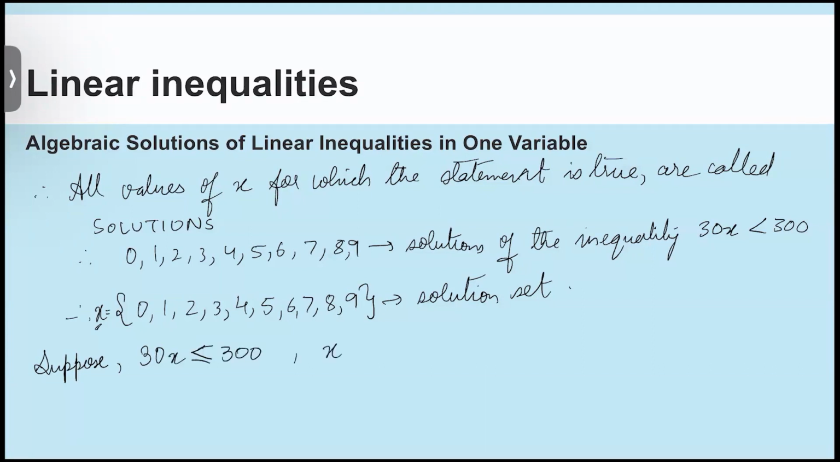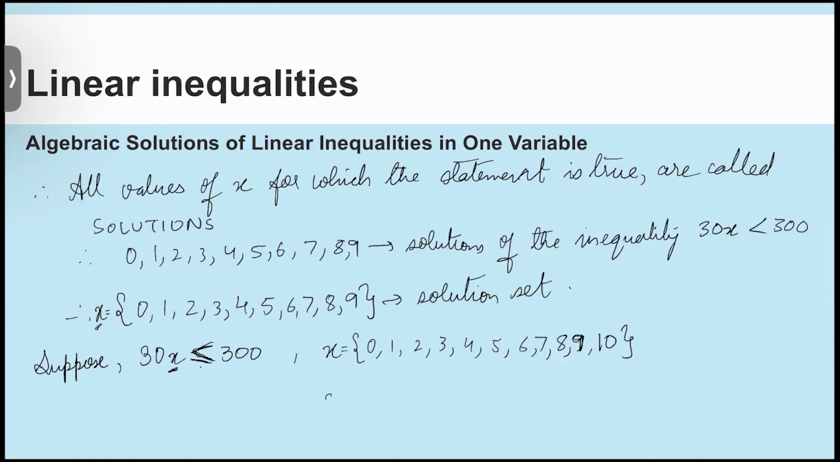Okay, so suppose we had kept it as 30x is less than or equal to 300. For all the values of x which would give us the value of 30x to be less than 300, we have already found out 3, 4, 5, 6, 7, 8, 9. But since now we have put an added condition that 30x is less than or equal to 300, where we are saying that it can also be equal to 300, we can put even the number 10 as part of the solution set.